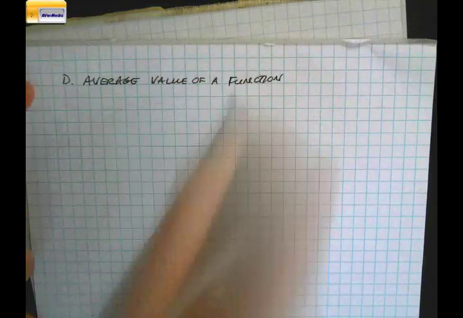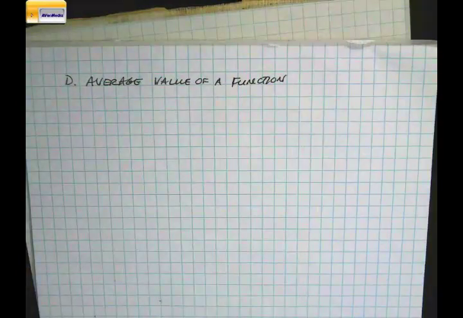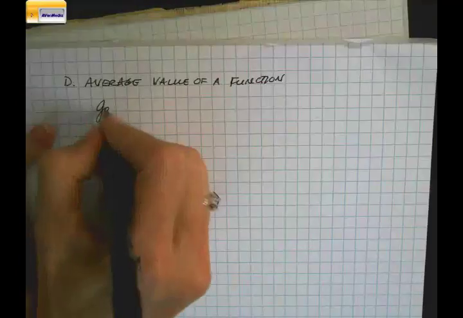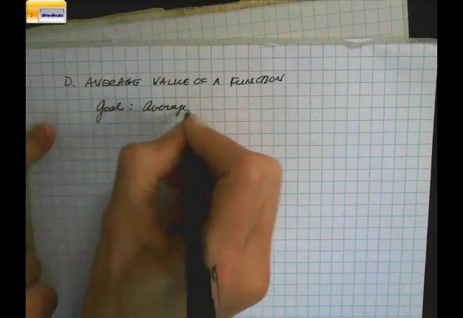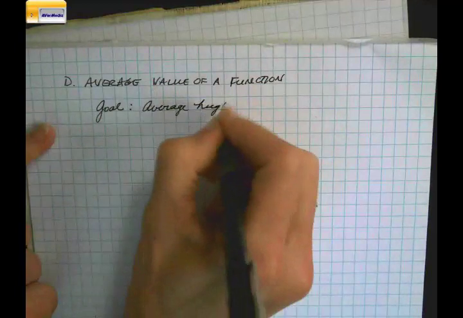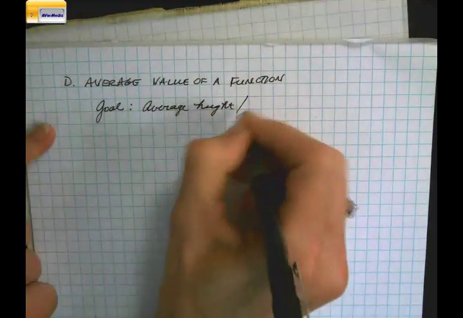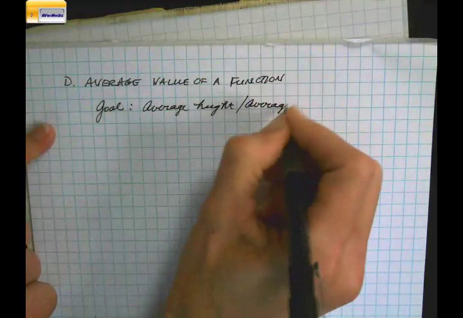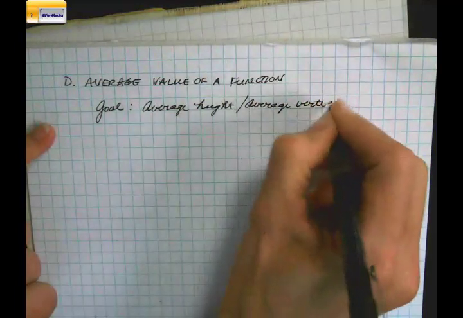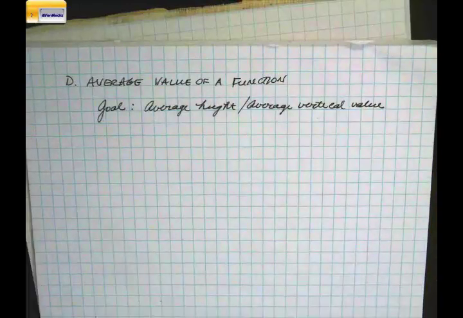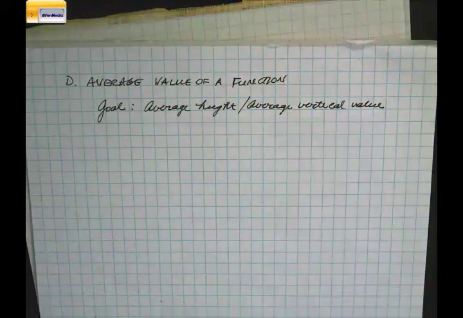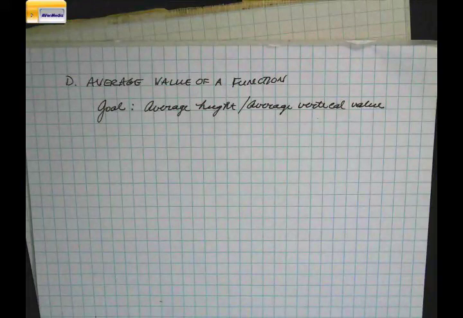Now, when they talk about the average value of a function, what you need to know is that the goal here, the average value of a function, is the average height. The average height, or the average vertical value. Okay, we're not talking about area under the curve, or we're talking about area, these rectangles. You're talking about what is the average height of the function in a certain interval.